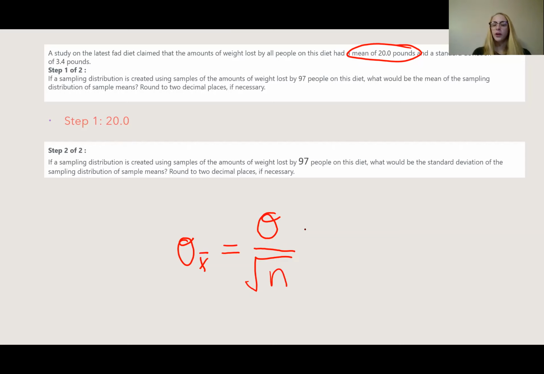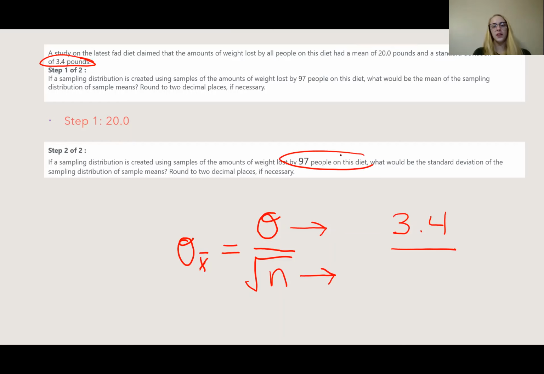So what we have to do really is just plug in this information to get our standard deviation for the sample. In the problem, we are told that the standard deviation is 3.4 pounds, so that's going to go on top. And here in the second part of this problem, we're told that 97 people are trying this diet, which is going to be our total sample size. So 3.4 over the square root of 97 should give us our answer.